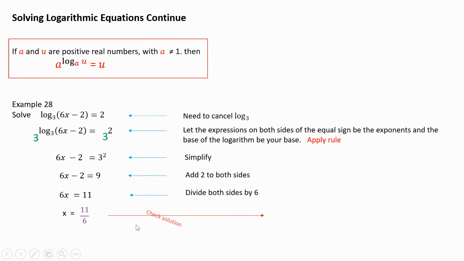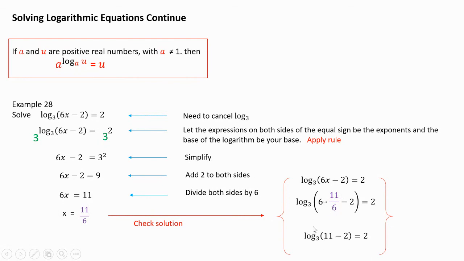Again, we can check our work. So let's check it. The answer was 11 over 6. So I'm going to plug it in for the x. 6 times 11 over 6. The 6s cancel. So we get log of base 3 of 11 minus 2, which will give us 9. And if you put this in the calculator, it's going to give you 2. There are different ways to find the answer here, guys. But for now, we'll just put it in the calculator by applying the change of base. So this is 2 equals 2. So I know this is my answer.